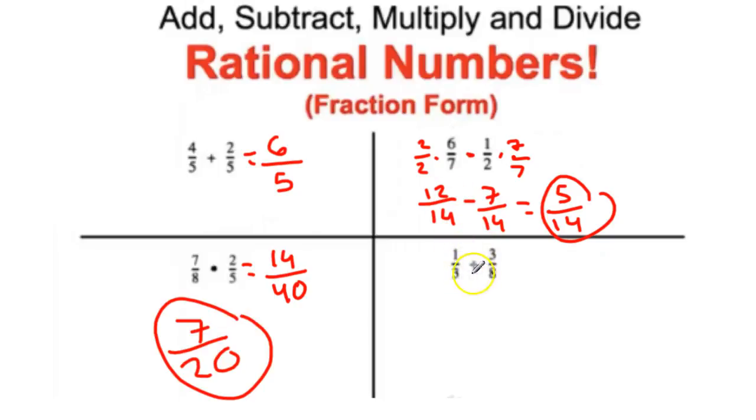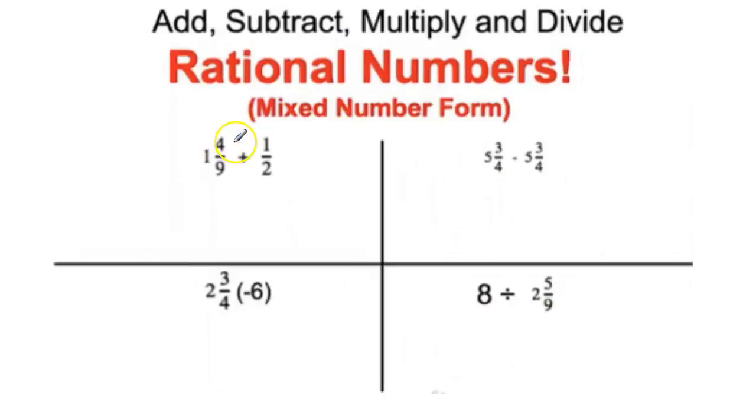Now we have 1/3 divided by 3/8. When you divide, you keep the first fraction the same, but you flip the second one. So I'll write 8 over 3, and we multiply. So then I just do the top times the top. 1 times 8, and my numerator will be 8. And the bottom, 3 times 3 is 9. So this is 8/9.